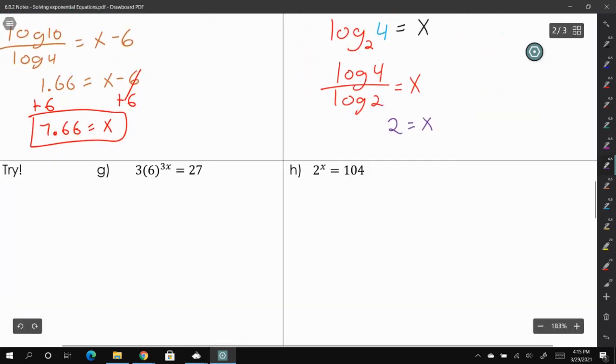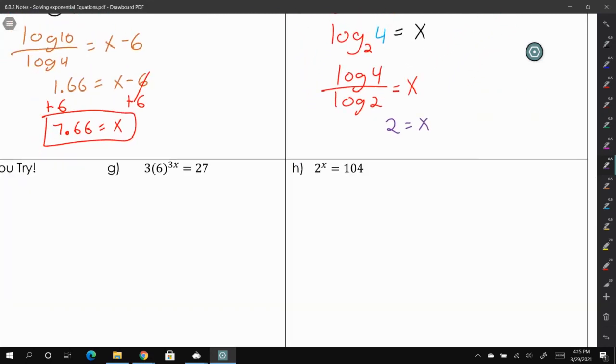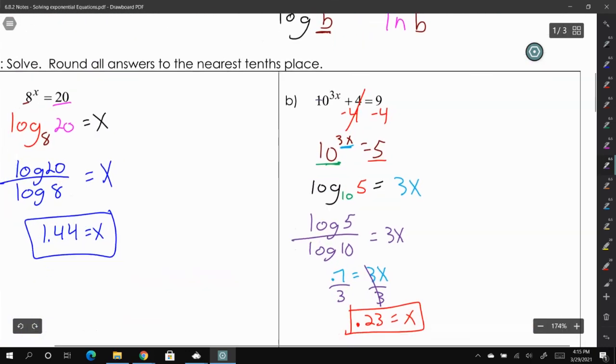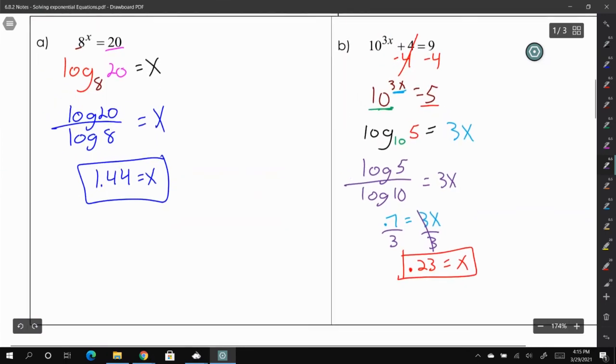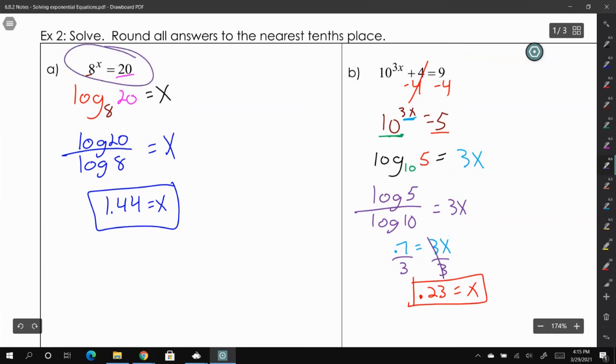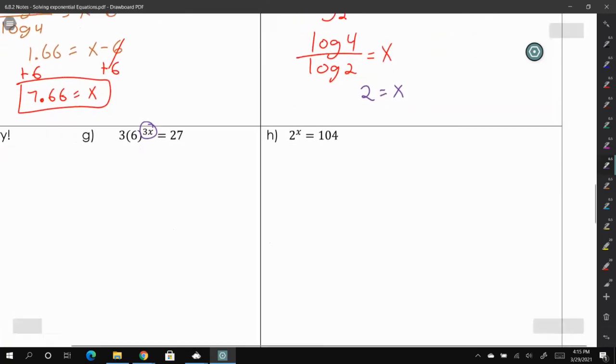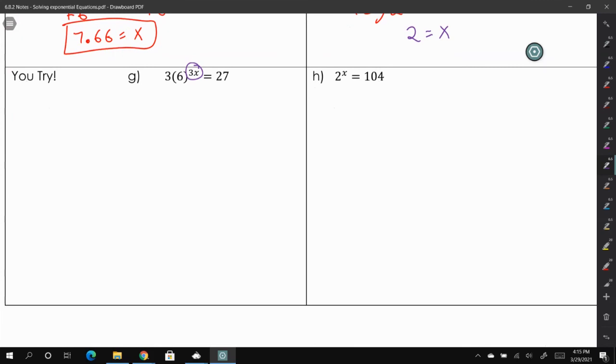All right, so I want you guys to try letters G and H. Notice in letter G, you have a 3x as your exponent, so you're going to have to maybe look at letter B up here to see what happens when you have like 3 to the x power in your exponent. And then the other one is kind of like letter A right here, where you're just going to change it to log form and then use your change of base formula. So go ahead, pause the video, and when you are done, check your answers and work with mine.